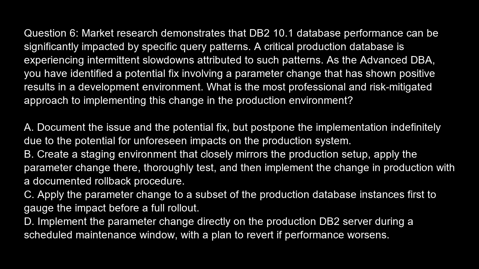Option A. Document the issue and the potential fix, but postpone the implementation indefinitely due to the potential for unforeseen impacts on the production system. Option B. Create a staging environment that closely mirrors the production setup, apply the parameter change there, thoroughly test, and then implement the change in production with a documented rollback procedure.